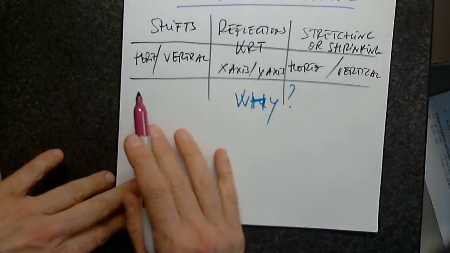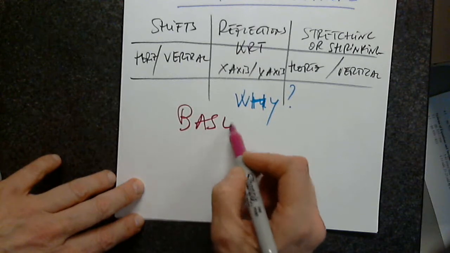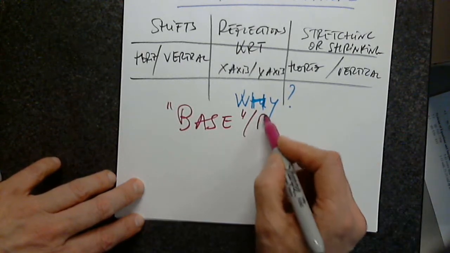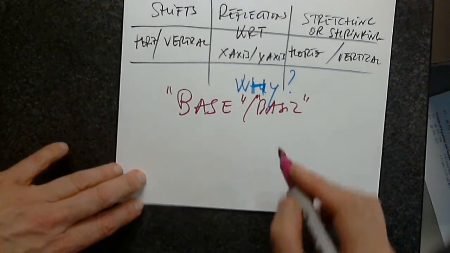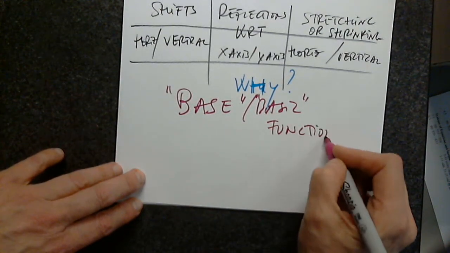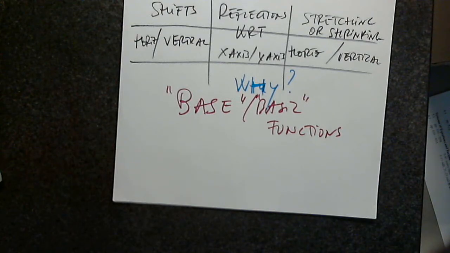So I can't do any of this before we go through what I like to call base or basic functions, whatever you want to call them. In order to understand what a function is composed of, I need to know the basic functions. If I don't know them, I will not be able to understand what's happening with transformations. So what are the basic functions? There are 6, 7, 8 basic functions, and we're going to add 2 more later.